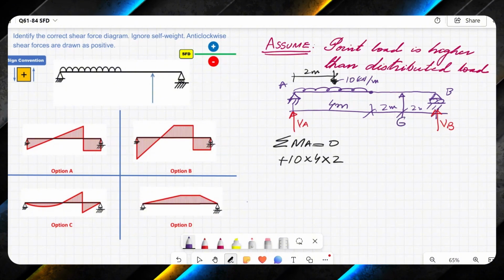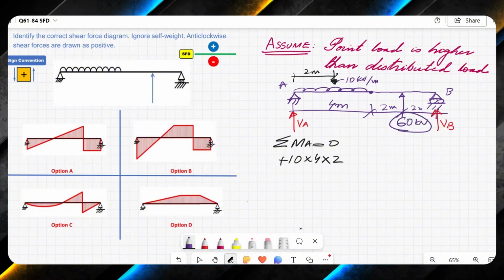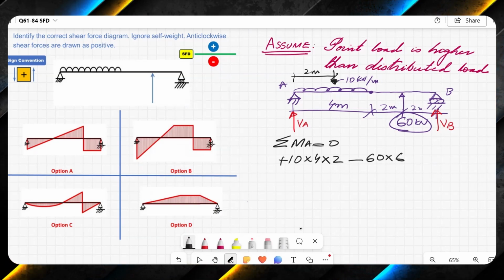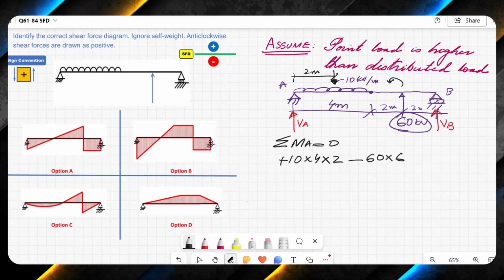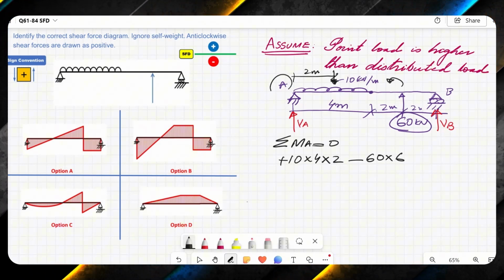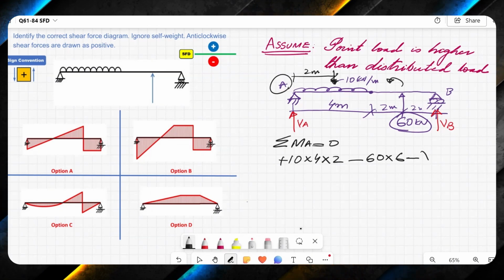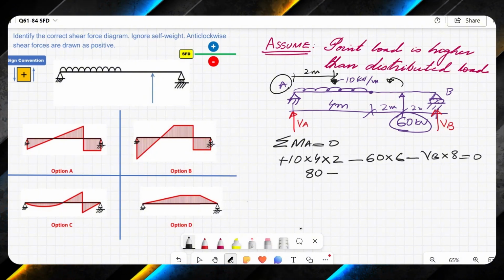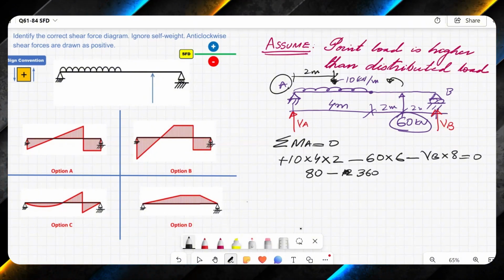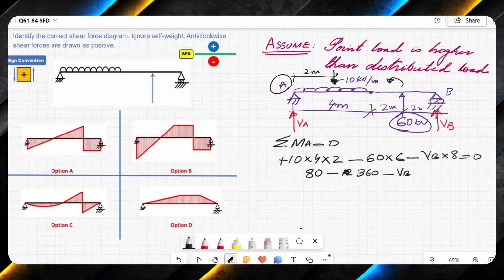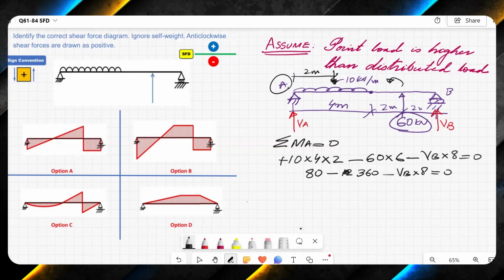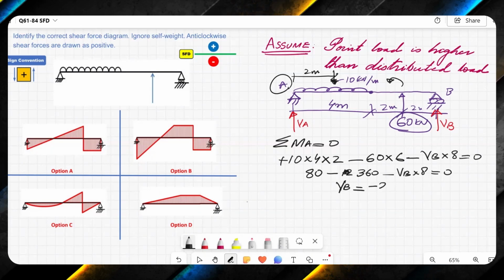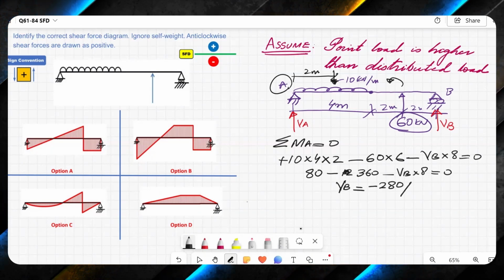I'm assuming that the point load is 60 kilonewton. So minus 60 times 6. The reason it's minus is that it is creating an anti-clockwise moment with respect to point A. Minus VB times 8 is equal to 0. So 40 times 2 is 80, and 80 minus 6 times 60 is 360. So 80 minus 360 minus VB times 8 is equal to 0. This will be minus 280. So VB will be equal to minus 280 divided by 8.